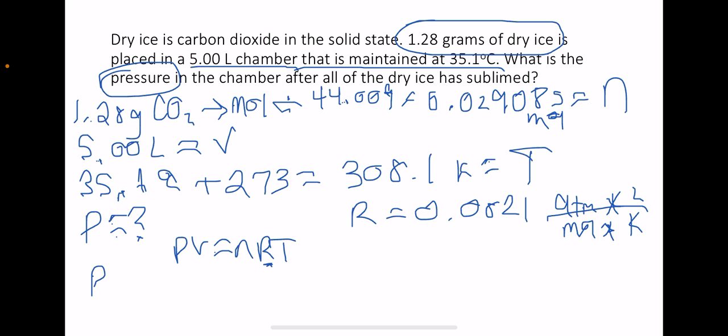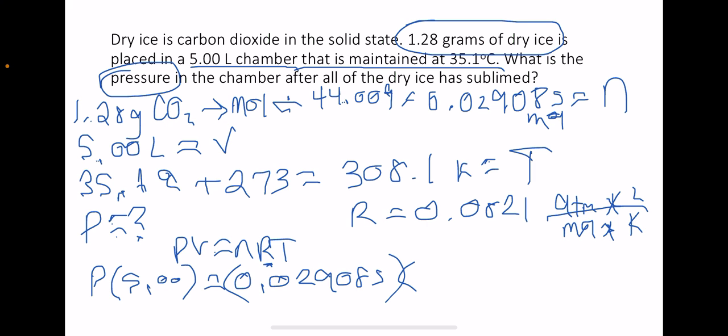We can put P, we don't know. V is 5.00 liters. I'm going to leave off the units when I put this in here just for space, because I don't have a ton of space to work with here, and I've got some pretty big numbers. So we've got PV equals n, our n is 0.029085, our R is 0.0821, and our temperature was 308.1 Kelvin.